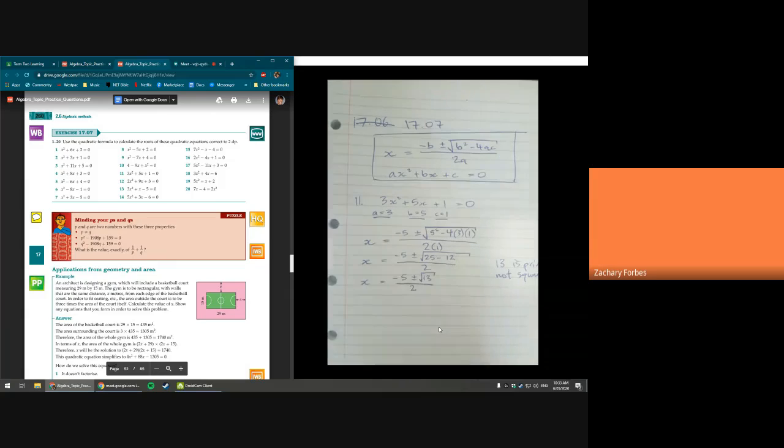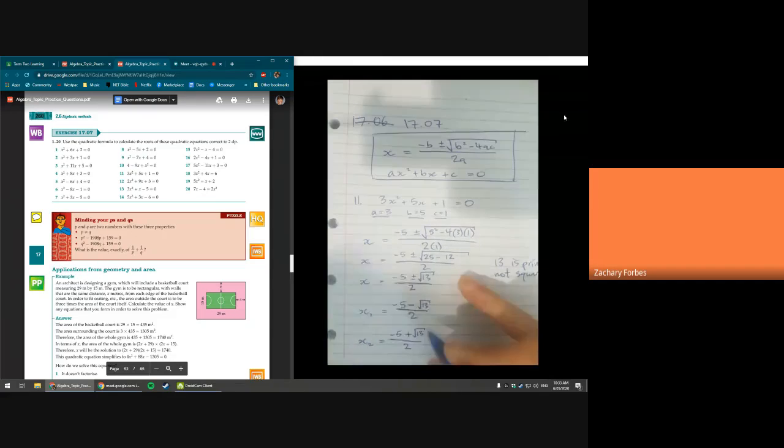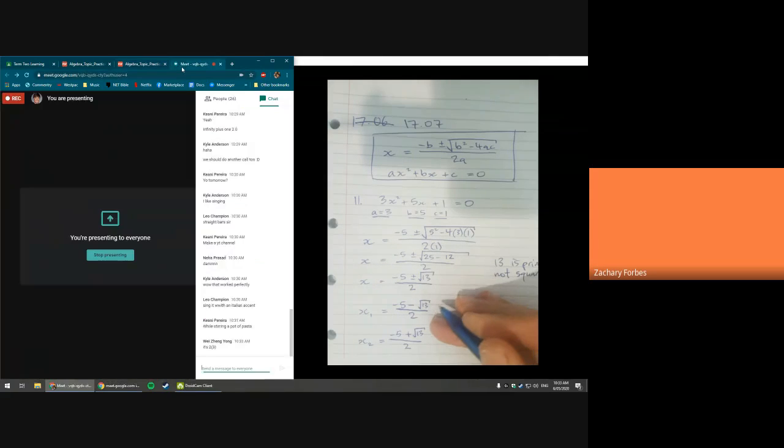X1 equals negative 5 minus the square root of 13 over 2. That's the first solution. See, I'm just looking at the minus side. The minus side is always smaller. And x2 equals negative 5 plus the square root of 13 over 2. Why am I leaving it like that? Because 13 is a flippin' ugly, ugly square root. It's disgusting. What are they doing to us?